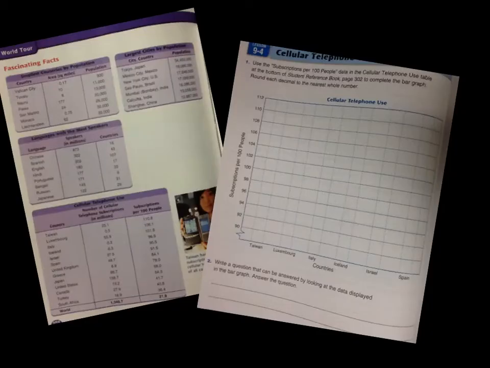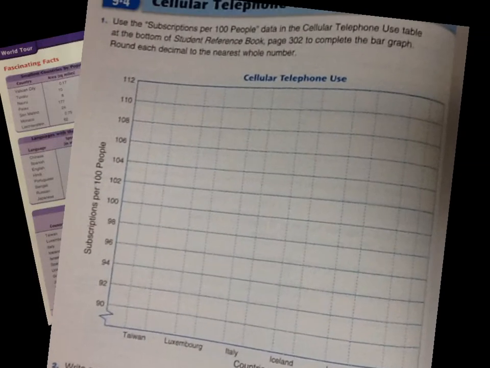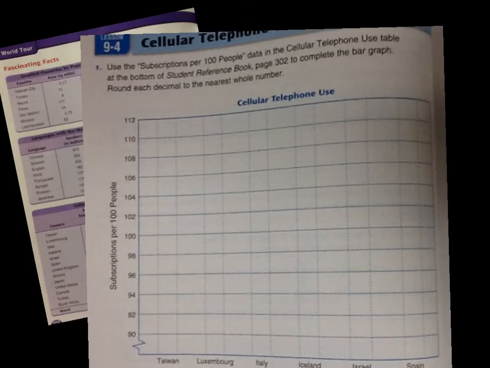The other thing we'll be doing today is filling out the bar graph on page 258. The directions for this say, use the subscriptions per 100 people data in the cellular telephone use table at the bottom of Student Reference Book, page 302, to complete the bar graph. Round each decimal to the nearest whole number. So I just want to show you what page you'll be looking at, and specifically what part of that page.